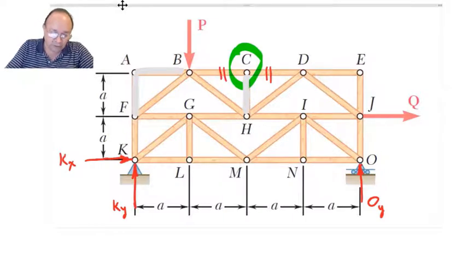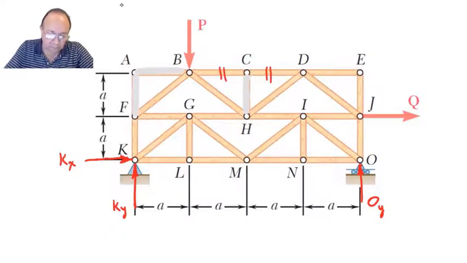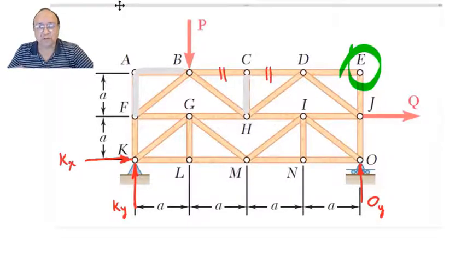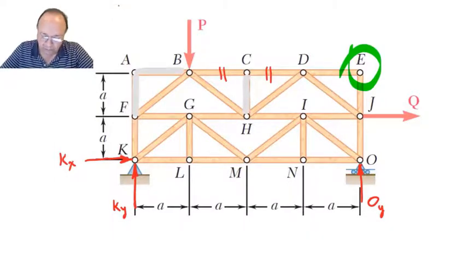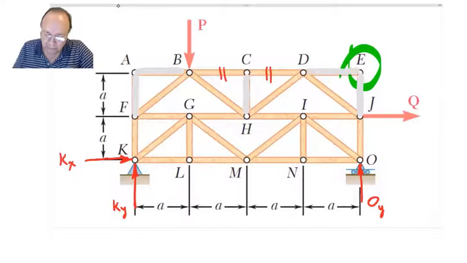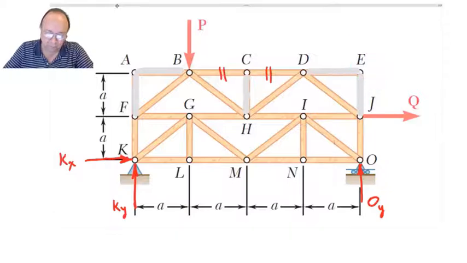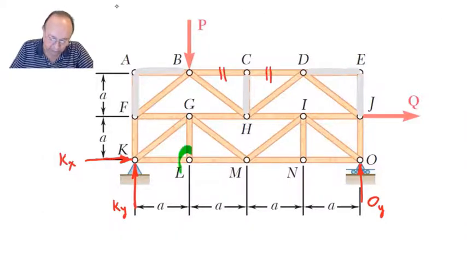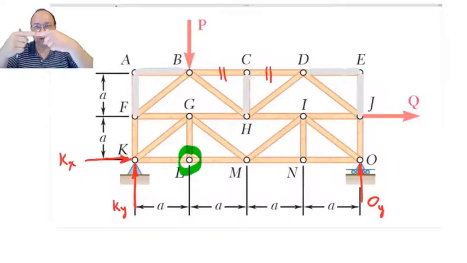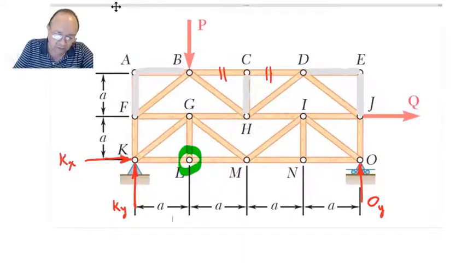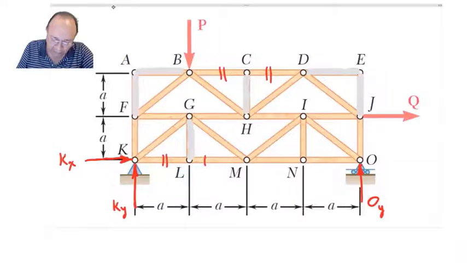Let's continue. Joint E. Two forces, not collinear. They both have to be 0. So this can go away. This can go away. Continue. Joint L. Two collinear and a third one at an angle. So this bar GL has to be 0. And we can state that bar KL equals LM.